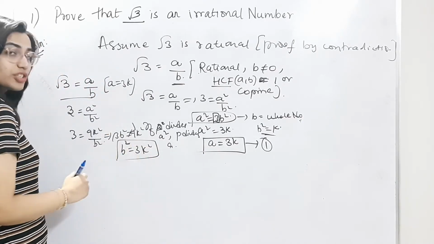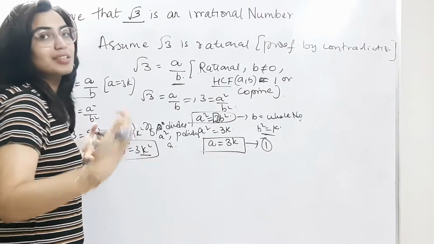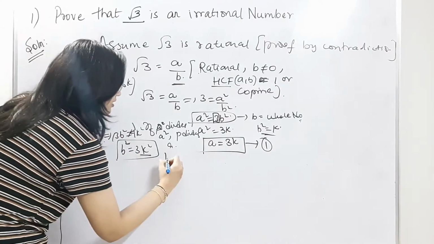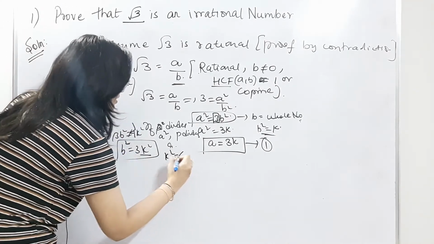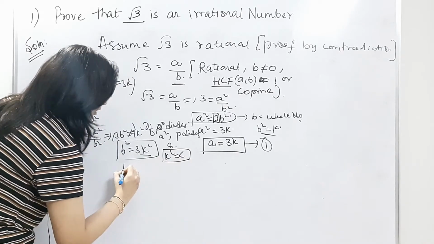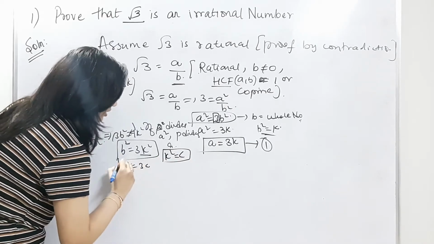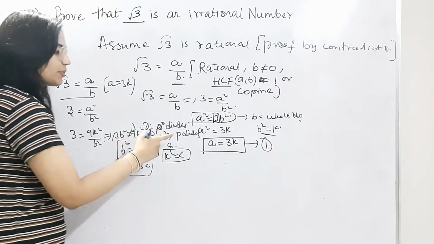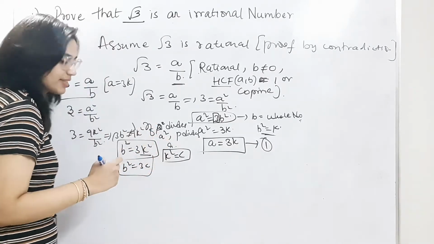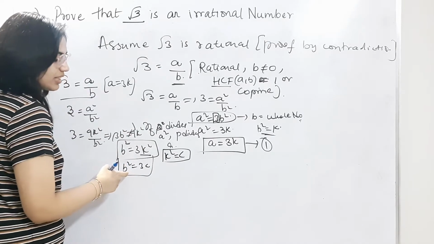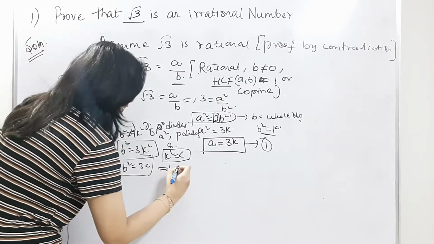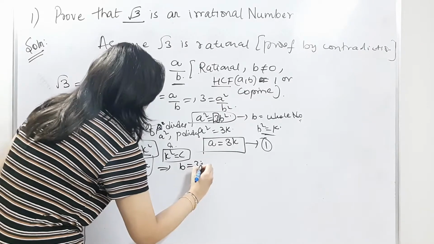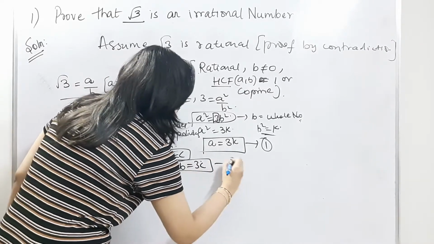If B square is equal to 3K square, consider this K square is equal to some C. Then, can we say that B square is equal to 3C? And using the theorem which says that if P divides A square, then P divides A, can we say that if 3 divides B square, can we conclude that 3 divides B? Yes. So, this is statement 2.